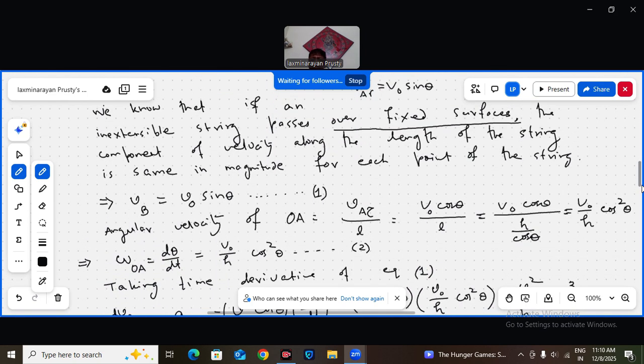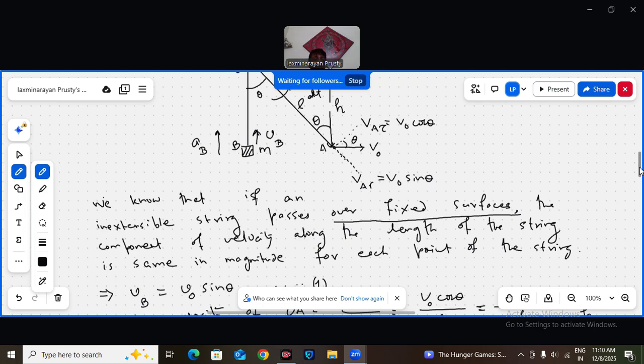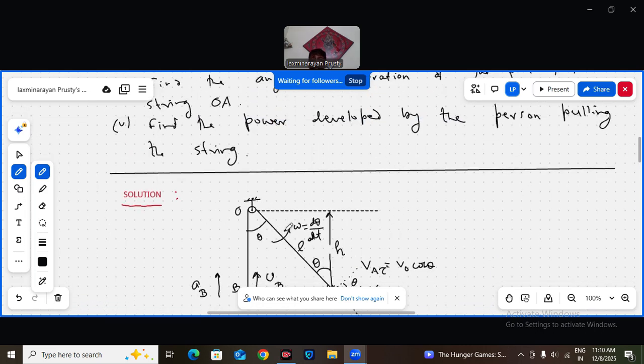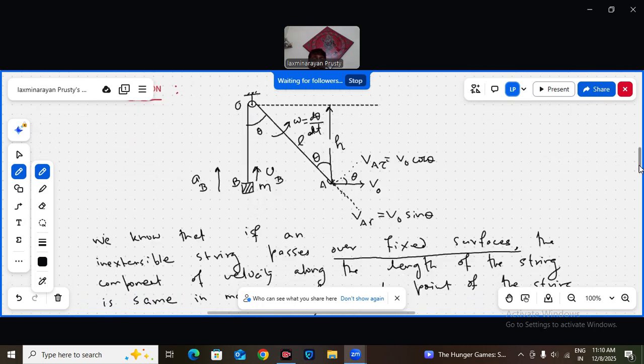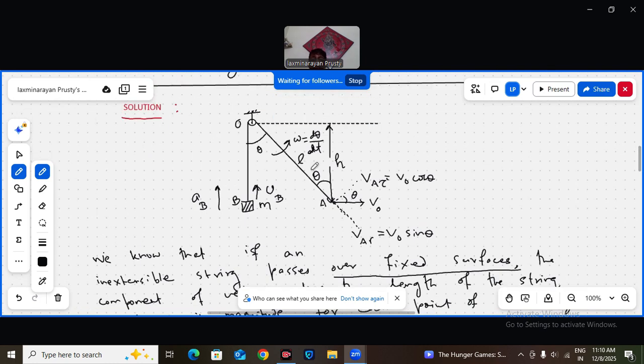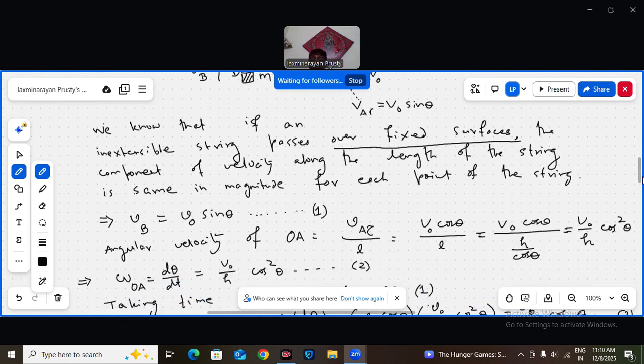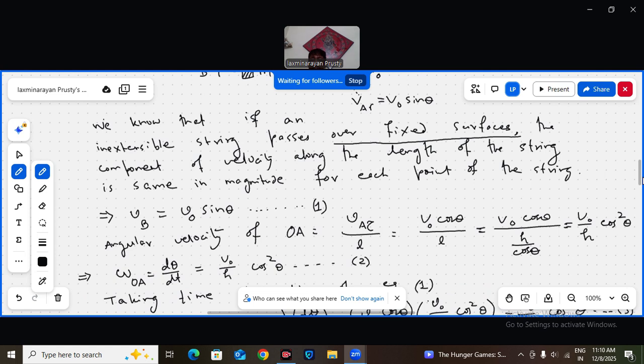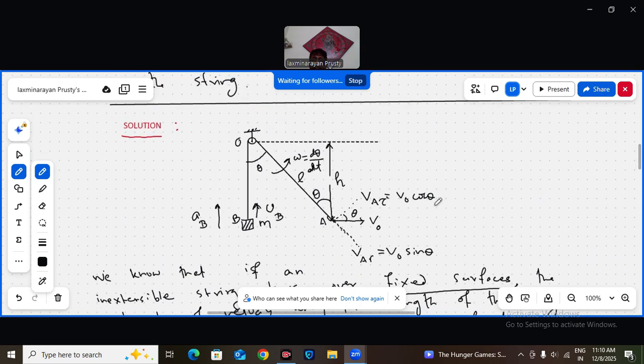Then the angular velocity of OA, how much? What is the angular velocity? Let's find out. This OA has omega, that is nothing but d theta by dt. Yes or no? Okay. So d theta by dt, how much? Tell me. Angular velocity d theta by dt, how much?